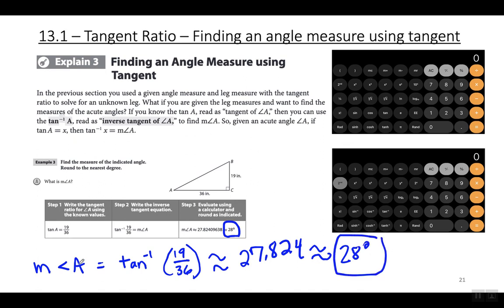All right, so look what I wrote here, because I think the way I wrote it helps it make as much sense as possible. What I wrote is this: the measure of angle A equals the inverse tangent, and in parentheses, 19 divided by 36. Opposite over adjacent. So what I'm doing in my calculator is, again, 19 divided by 36 equals, and then I hit the inverse tangent button at the end, and that tells me how many degrees is angle A, which when I round it, we're going to say 28 degrees.